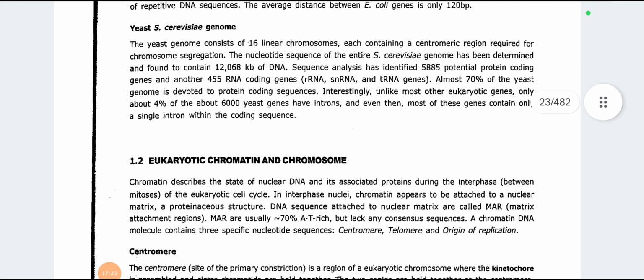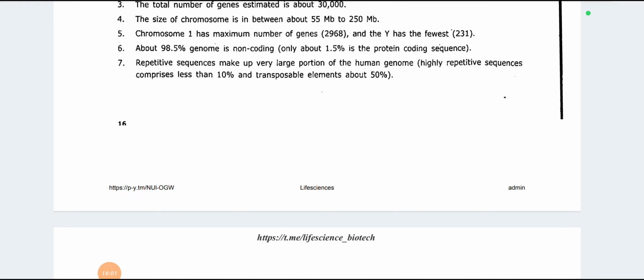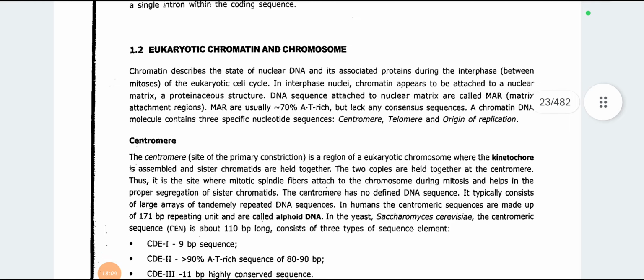the average distance between genes is 120 base pairs. Yeast has 16 linear chromosomes, each containing a centromeric region required for chromosome segregation. The nucleotide sequence is around 12,000 kb of DNA, with 585 potential protein coding genes and 455 RNA coding genes. 70% is protein coding. Unlike most other eukaryotic genes, only about 4% of the 6,000 yeast genes have introns, and even then most contain only a single intron. So humans have the maximum non-coding region, and the coding region is very small.